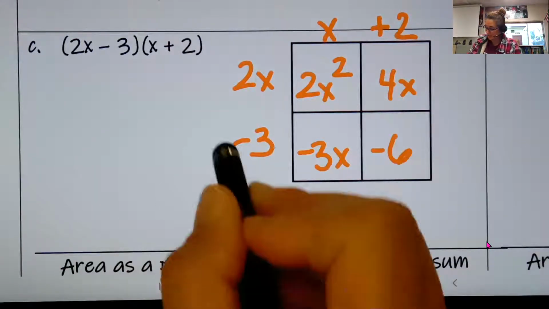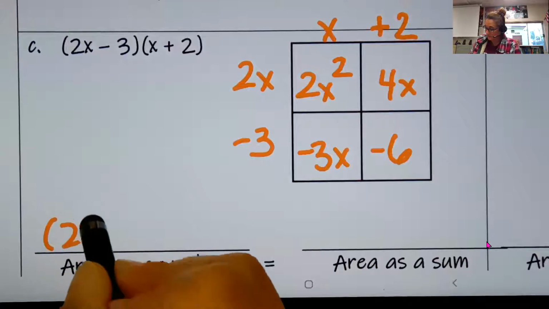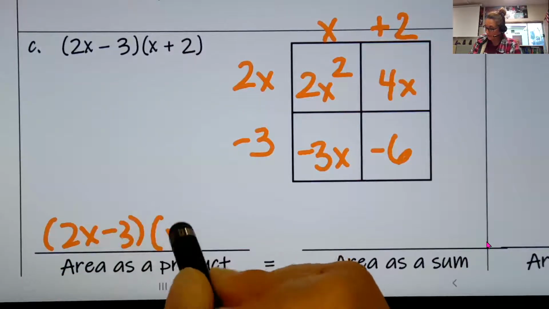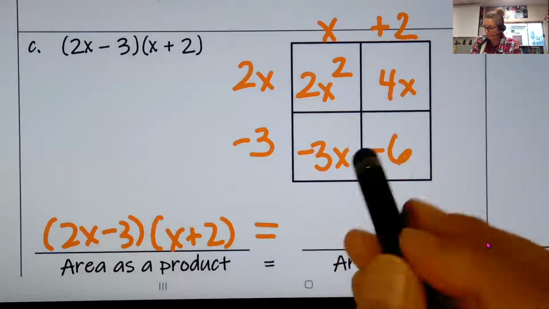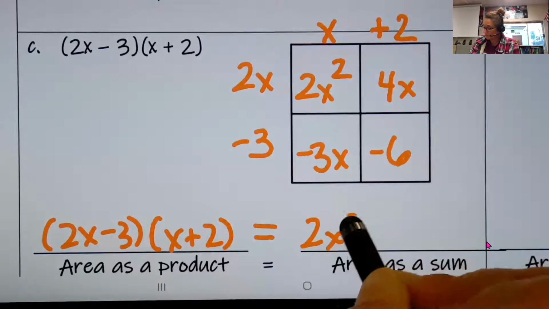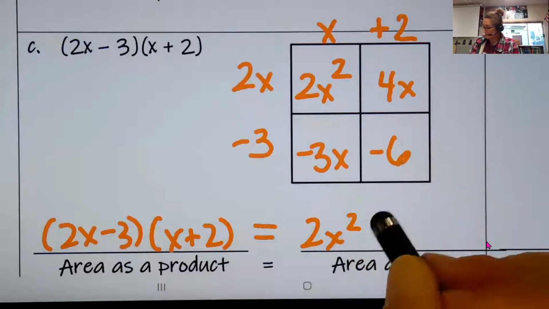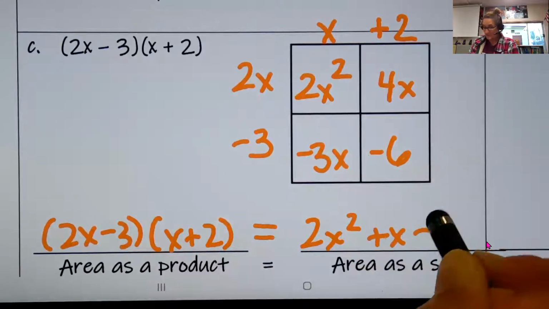Area as a product is my outside, and that is a 2x minus 3 times an x plus 2 equal, and I'm going to combine like terms inside, so I get a 2x squared. My 4x and my negative 3x is an x minus 6.